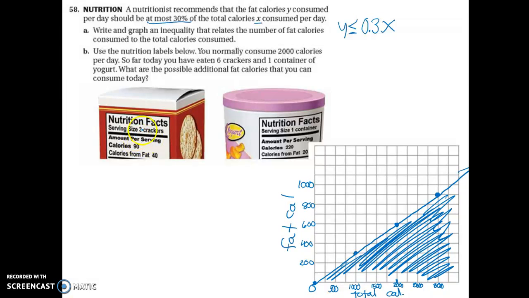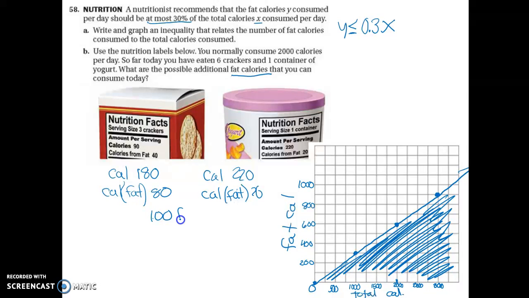Well, if you had 6 crackers, you really had twice the amount of the 3-cracker serving. So your calorie count would have been 180, and the calories from fat are going to be double that because you doubled your servings. So that's going to be 80. And over here you only had 1 yogurt, so you've had 220 calories, and the calories from fat were 20. So it's looking at just the fat calories. So far today you've had 100 fat calories.